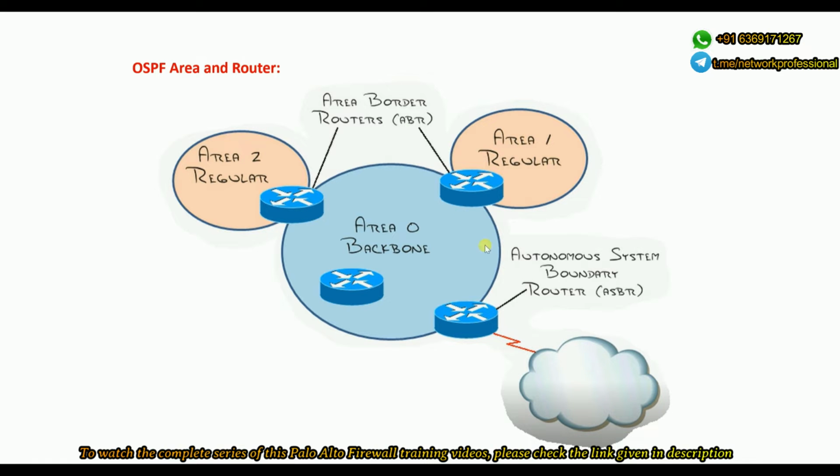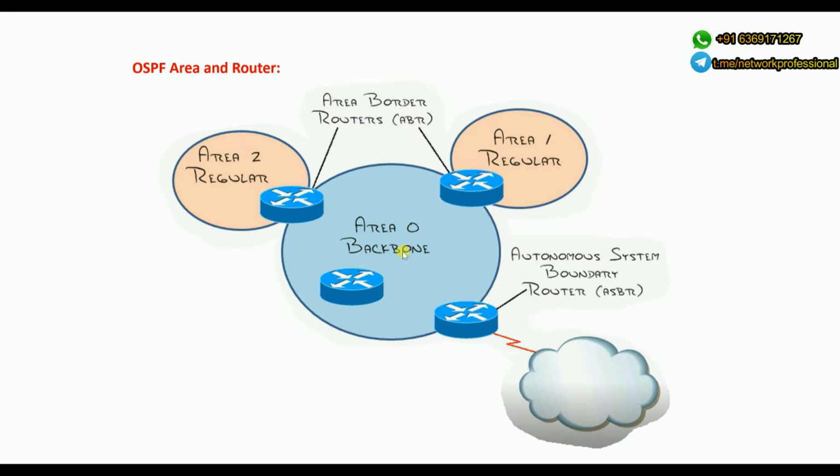The topology will have area 0. By default, every topology that's running OSPF will have an area 0, and that area 0 is referred to as the backbone area. Apart from area 0, there can be multiple other areas, and all those are referred to as common areas. Whatever area you create, like area 1 or area 2, these are common areas. But area 0 is referred to as the backbone area.